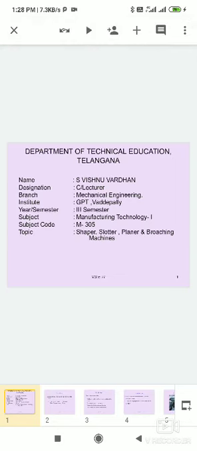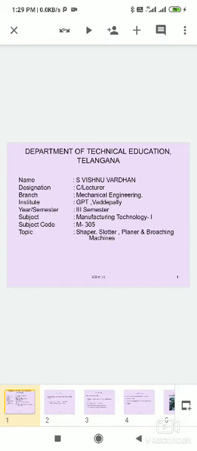This is Vishnuvardhan, contract lecturer, Mechanical Department, Government Polytechnic, Vaddepalli, third semester. My subject is Manufacturing Technology 1 for diploma candidates in mechanical engineering. Subject code M305, C16 and 3, C18 also.